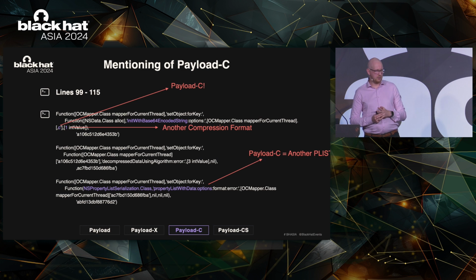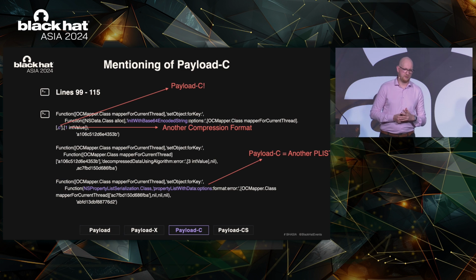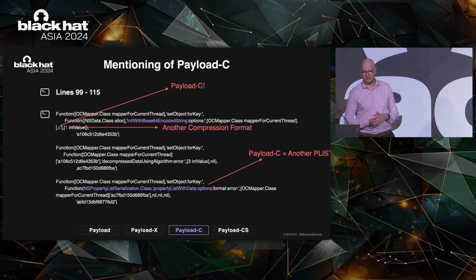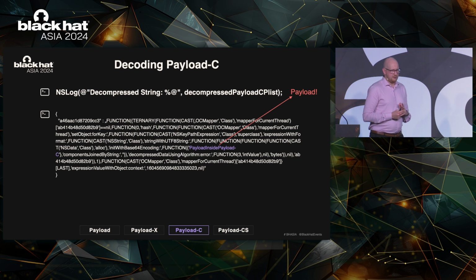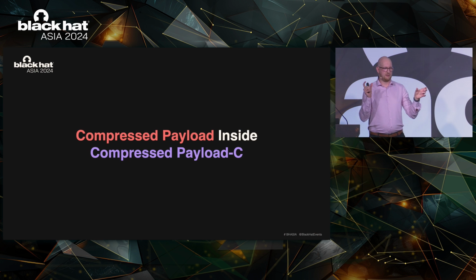So let's look for payload C. And we can see that payload C is mentioned in our first initial payload in lines 99 to 115. It's using a slightly different compression format, and it also, once again, uses property list serialization. So this should be pretty easy to decode, and we can also see in the overall structure at the very beginning that it's using the same kind of AF and cut decompressed, and once again AF compression method that the previous sample payload CS used. So if we're decoding this, then we get once again a property list, and this contains another NS expression. And this other NS expression has another payload which is inside the payload C. Okay, so we have a compressed payload which is inside compressed payload C.